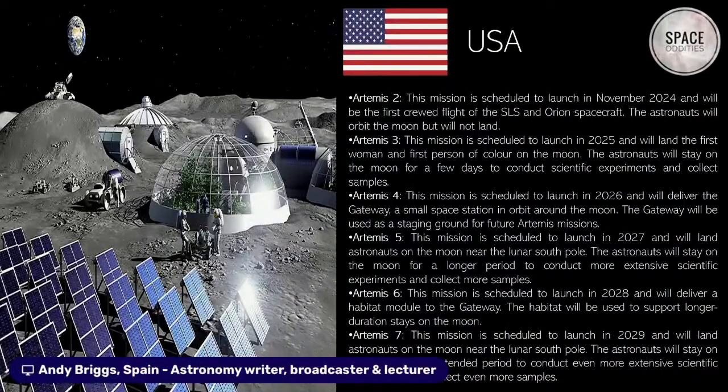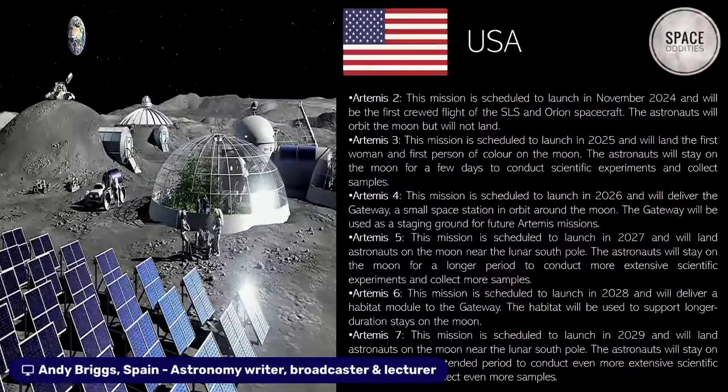The USA has got the Artemis project, and it's all mapped out. Artemis 2, an uncrewed mission to fly round the moon, much like Apollo 8 did in the days of Apollo in 1968. Artemis 3 will be the first mission to actually land people on the moon, the first woman and the first person of color. Artemis 4 is going to deliver the Lunar Gateway. This is a space station that's going to orbit the moon and be used as a staging post for future Artemis missions.